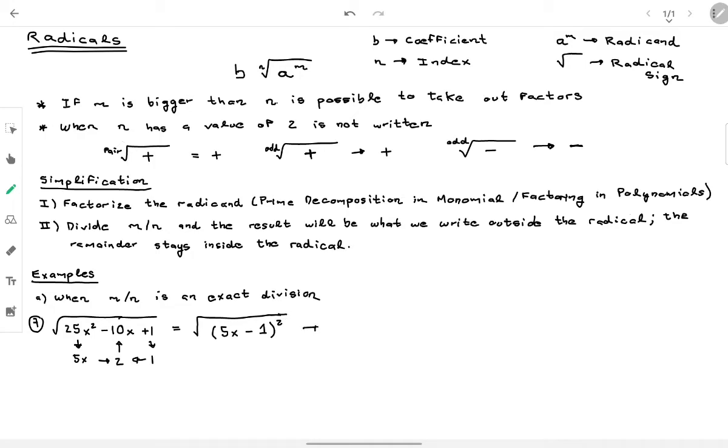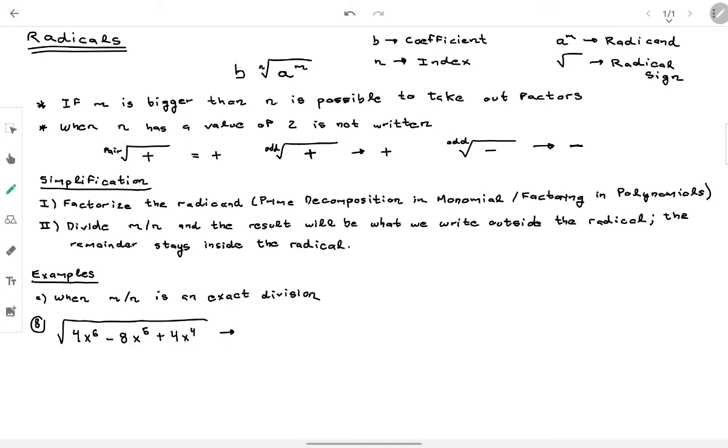So what I can do now, we have a polynomial to some power. We can divide that power with the index of the root. 2 divided by 2, it's 1. And on this one, the answer is going to be actually 5x plus 1. We can not put the parentheses. We don't need them now because it's to the 1. So the answer is going to be 5x plus 1. Let's see one last example.